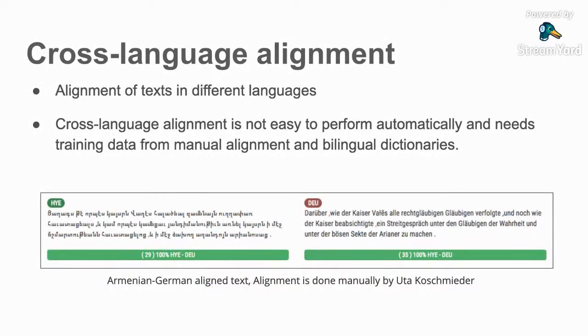And finally, we talk about cross-language alignment when we talk about the alignment of texts specifically in different languages, so two or more languages. And this is one of the most difficult computational tasks to perform automatically because essentially, in order to perform a good automatic cross-language alignment, we need training data. In other words, we need manually aligned word pairs and bilingual dictionaries.